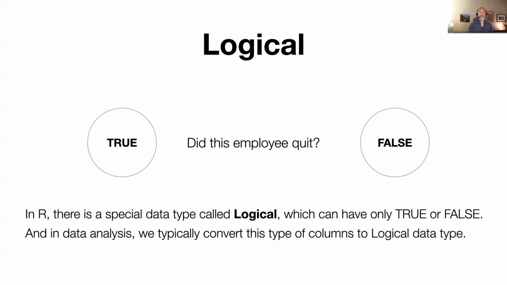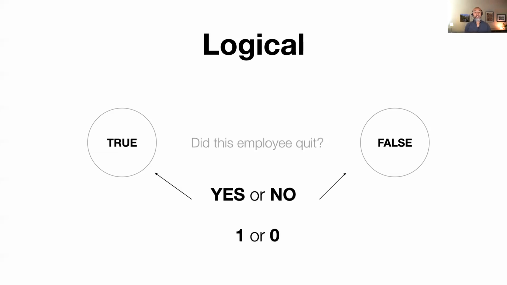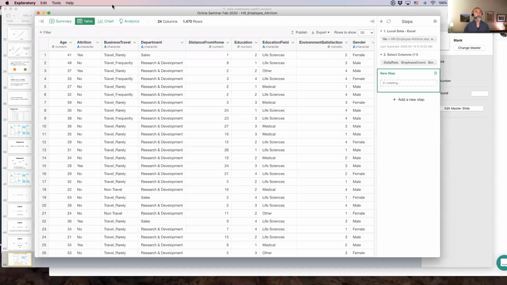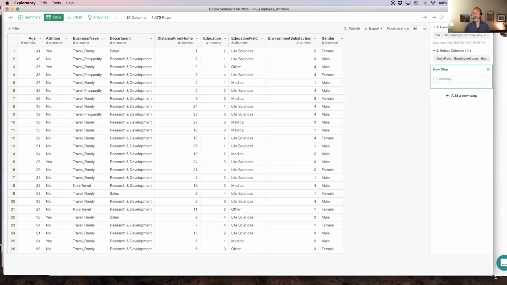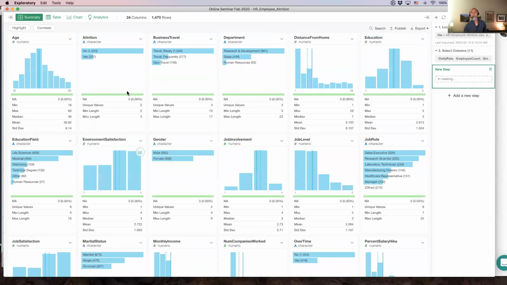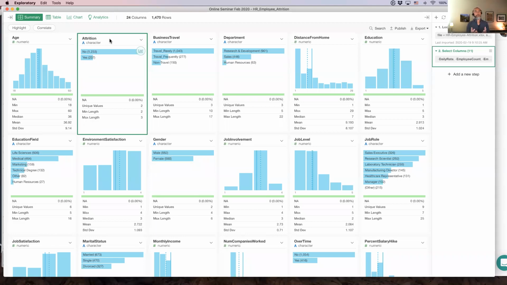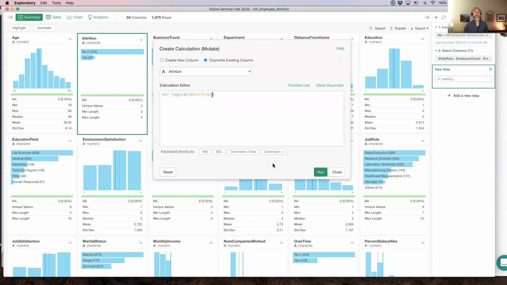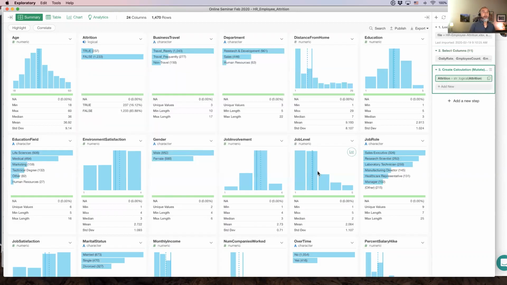And typically, we convert this type of data to true or false in the computer or in the system, including Exploratory. What I mean by that is, let's do it here. I have the employee data here. Let me make the screen bigger. Here's attrition. This is a character data type, and if you know it's logical in nature, it's better to convert it to a logical data type. Then you can do a lot of things more easily. Let me change this to change data type and go to convert to logical, then click the run button. There's a function called str_logical. By default, yes becomes true and no becomes false. You can change that in the function if you like.